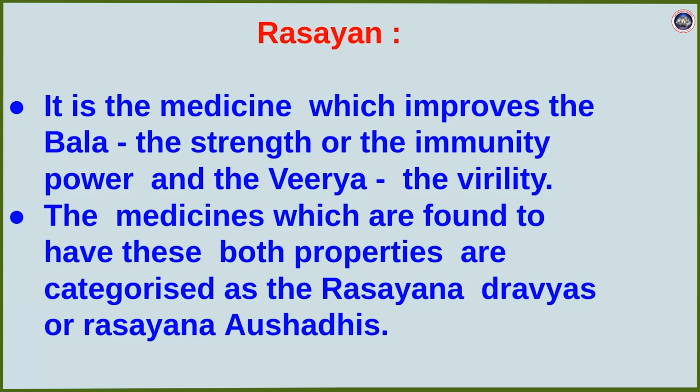That means you will be resisting incoming disorders or incoming disease. So that is called Bala. And this is the medicine which improves the Bala, that is nothing but immunity, and virya, that is the virility. That means it also increases the chance of conjugation or chance of progeny. That is called rasayana. It's good for all the persons who are weak or who do not have good virility. These medicines can be used. The medicines found to have both these properties are categorized as rasayana dravyas, the rasayana aushadhis.